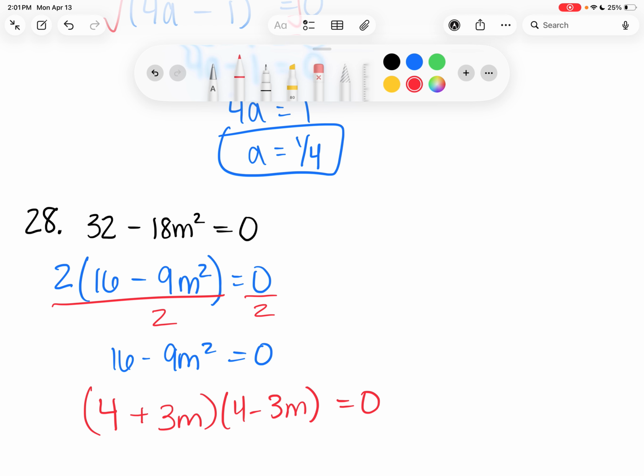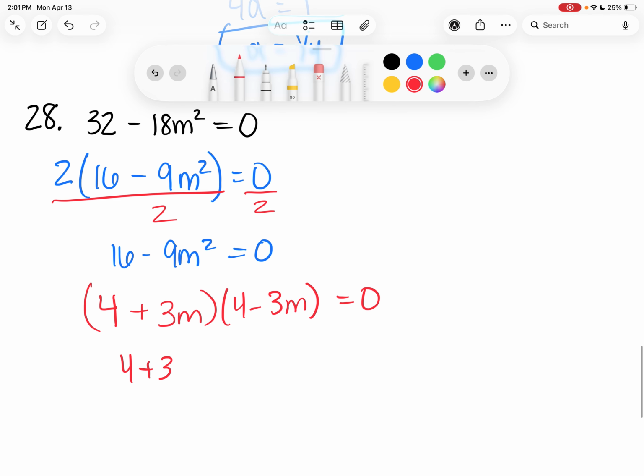Now what? It's gonna be 4 plus 3m equals 0, and 4 minus 3m equals 0. That'll be 4 equals negative 3m, so we need to divide by 3, and that'll be negative m.